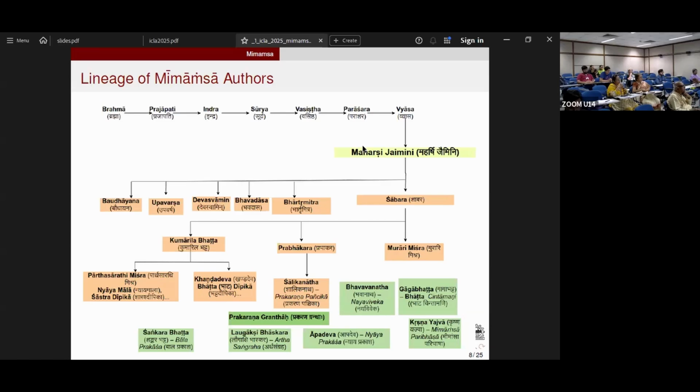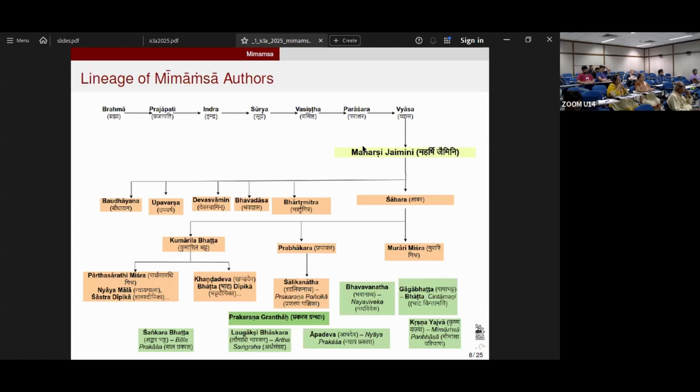So we have Nyayamala, Shastra Deepika, but these are all very, very excellent treatises which talk about how various things are to be interpreted and so on. And just as an introduction to Mīmāṁsā, we have these books called Artha Sangraha and Mīmāṁsā Paribhasha, by Laugakshi Bhaskara and Krishna Yajva.